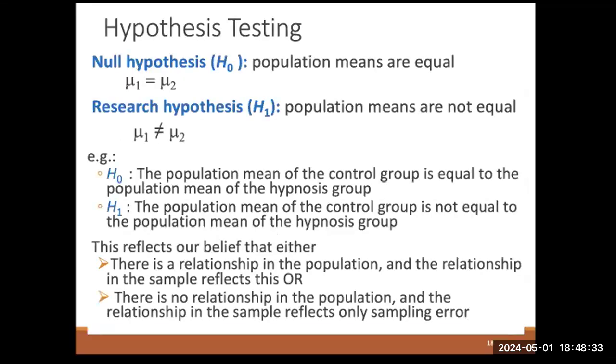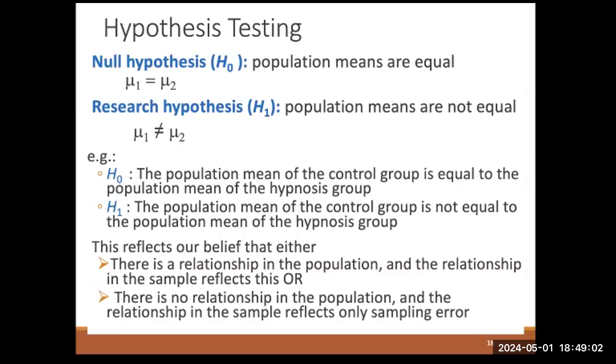Remember, null hypothesis, the population means are equal. In the research hypothesis, we're saying the population means are not equal. So how would we word that to specific studies? Well, the null hypothesis could be the population mean of the control group is equal to the population mean of the hypnosis group. And the alternative hypothesis would be the population mean of the control group is not equal to the population mean of the hypnosis group.